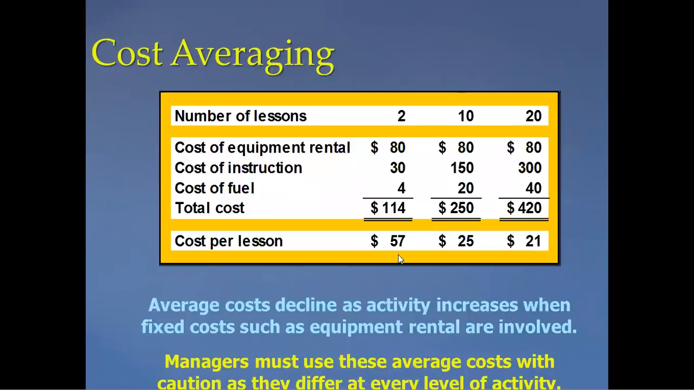So using average costs, you have to be careful because it depends on what level of volume you're talking about. So the average cost really changes as the volume changes. As it's indicated down here in the yellow, if you're going to use average costs, you have to be careful because you have to take into account at what level of volume this average cost applies. Because as you can see, the average really does change a lot with the changes in activity.